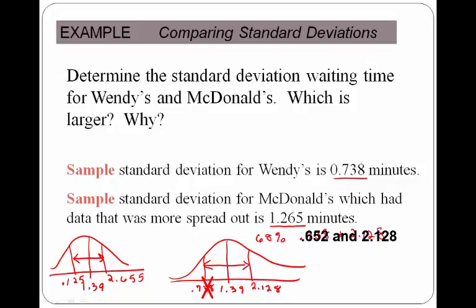So even though these times aren't all that different, there's less predictability when you go into McDonald's, because the data at Wendy's is tighter together. At McDonald's, your wait time could be next to 0, or it could be over 2.5 minutes. So there's more of a spread in what to expect. There's less predictability in how long you might have to wait if you walk into McDonald's.